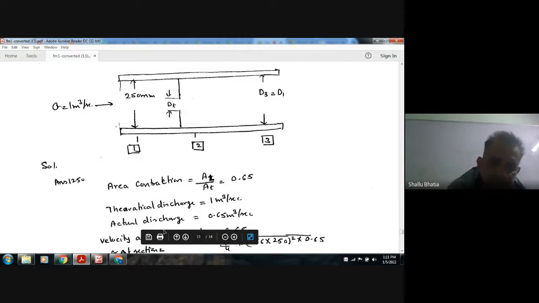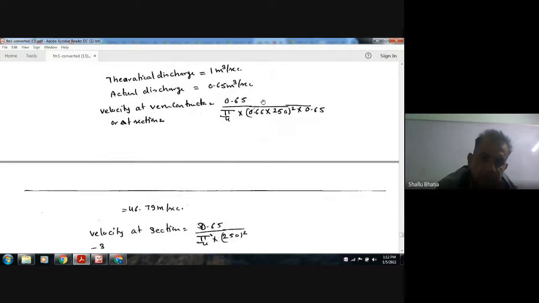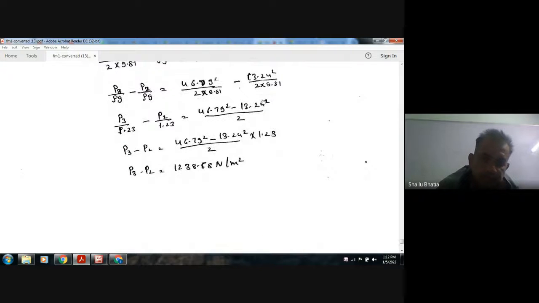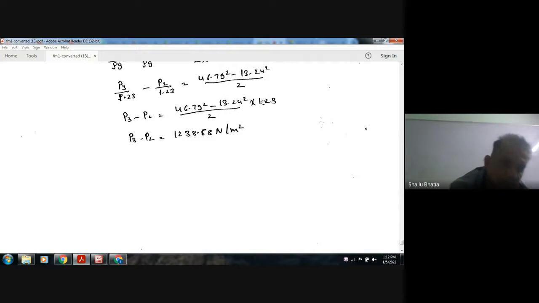The most important fundamental in this question is that here the discharge is 1 meter cube per second, but here the discharge has been reduced by that coefficient, 0.65. And here when the discharge at 2 is 0.65, the discharge here is also the same. So the answer will be according to that. That is all about the question paper XE 2018. Thank you very much.